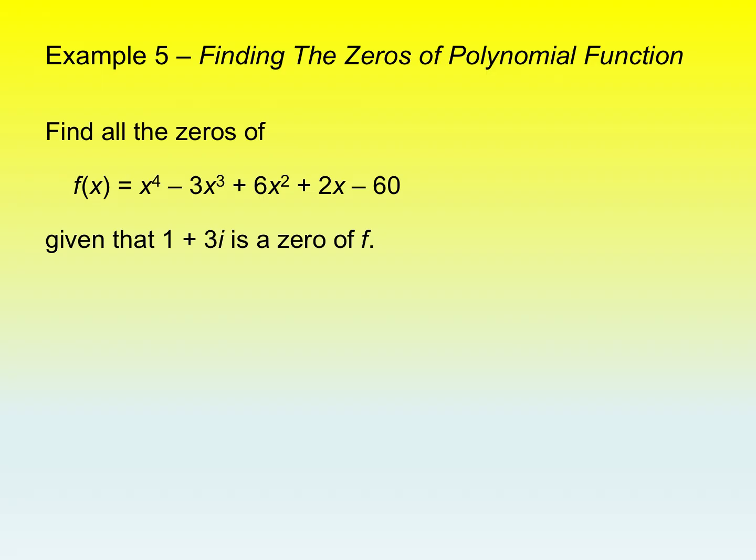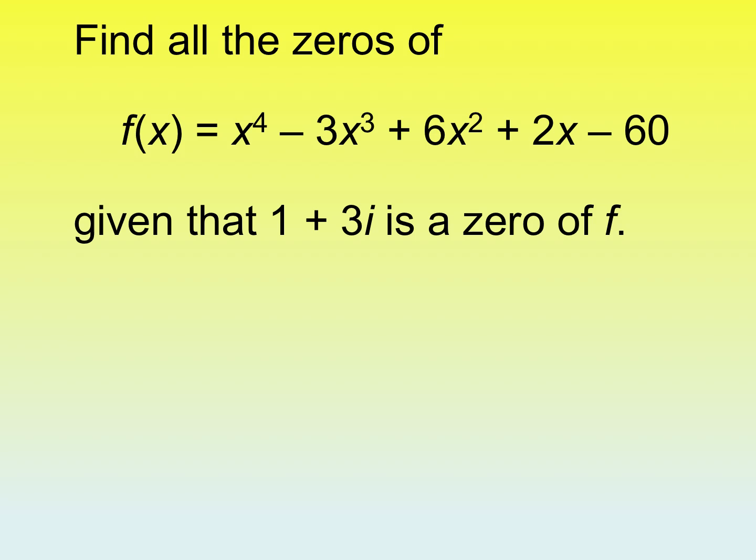Example 5 says to find all the zeros given that 1 plus 3i is a zero of our function. So if 1 plus 3i is a zero of our function, do we know of any other zeros that we'd have? Awesome, the conjugate pair. So 1 minus 3i would be a zero. Now let's find what the factor of it would be, not just the zero, but with the x, and then we can divide to find our other remaining factors. So let's put this into factored form.